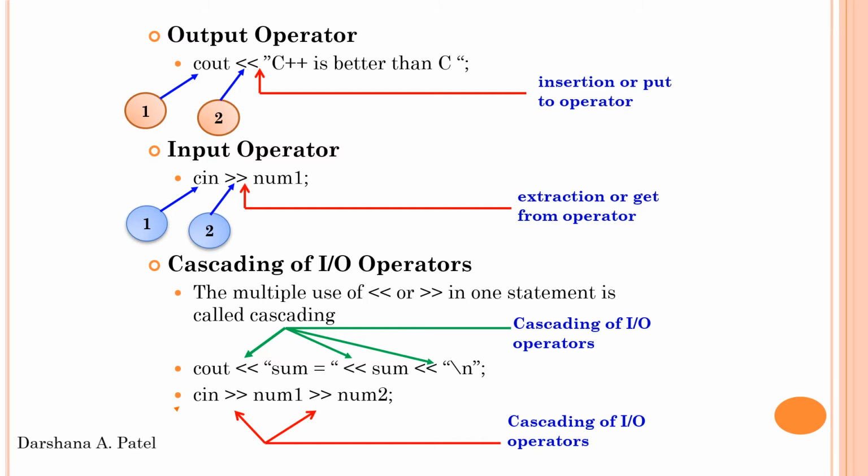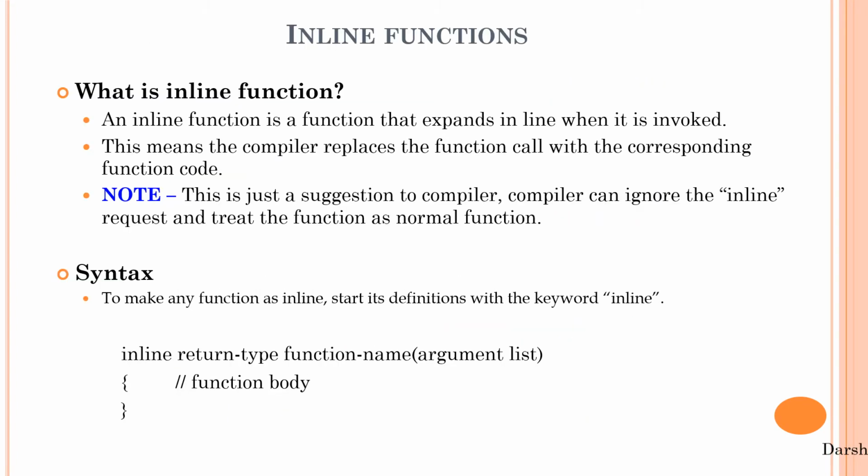Say for example cout put to operator, within inverted commas sum equal to, again put to operator, then the sum variable, again put to operator, and then new line. So here we have used put to operator 3 times, and so it is known as cascading of IO operator.